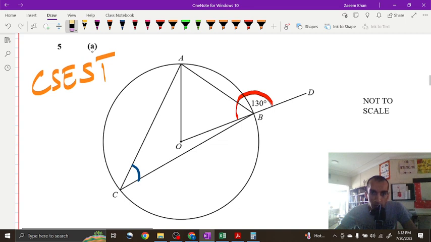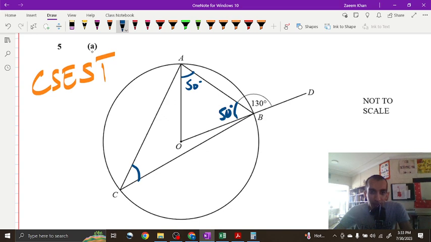That will add up to 180. Perfect. So this is 50. What next? So then angle AOB will be 50. When you say angle AOB, you're referring to this angle. Are you sure about that? So BAO. BAO. That's going to be 50.